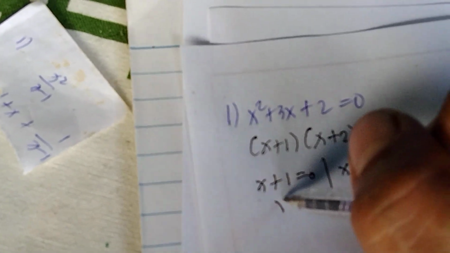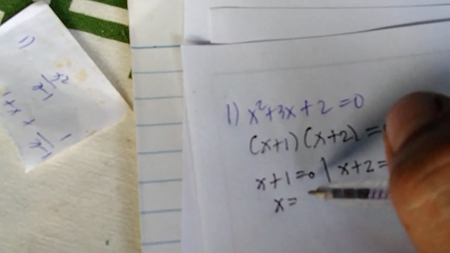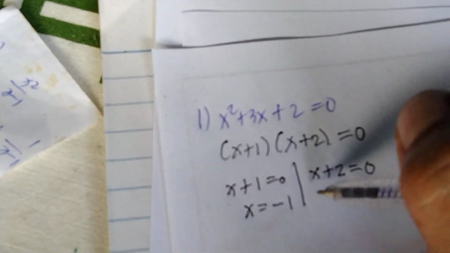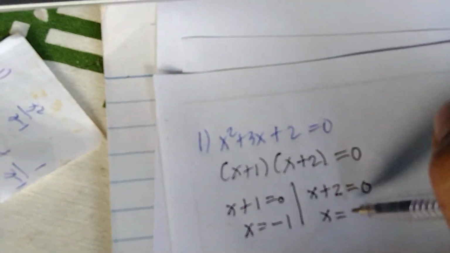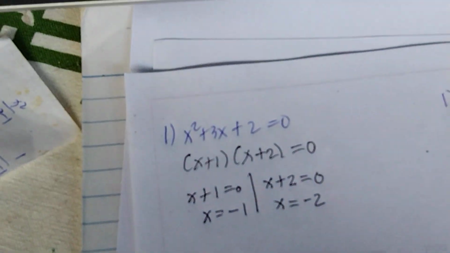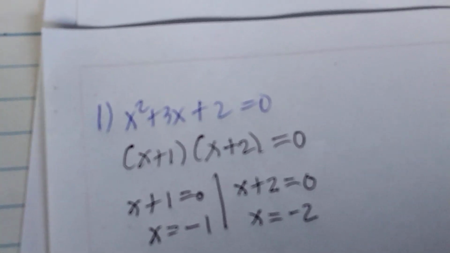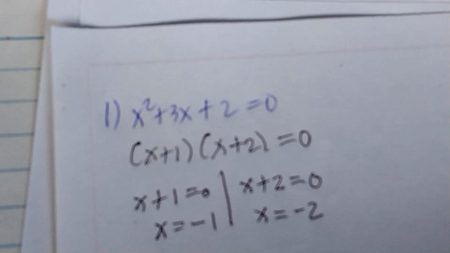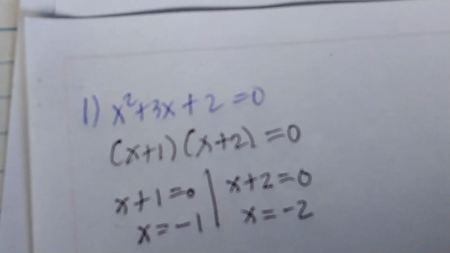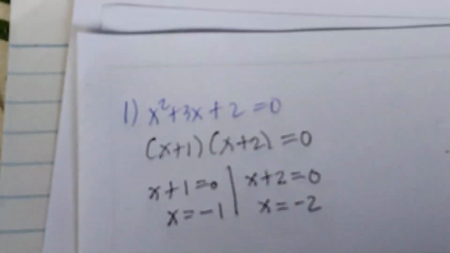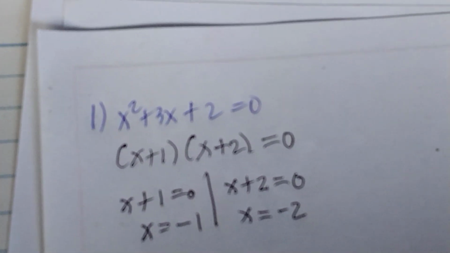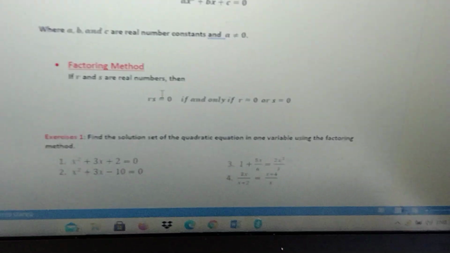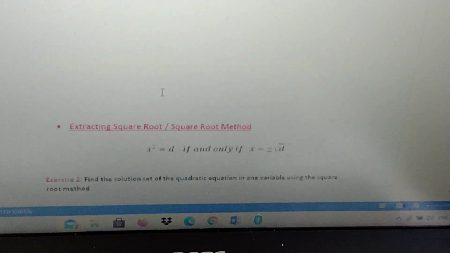So, solve. Transpose positive 1 to the right side, so that becomes negative 1. Then, transpose positive 2 to the right side, so that becomes negative 2. Those are the values of your x. So now we have solved the quadratic equation by factoring. Okay, let's move on to the next example.